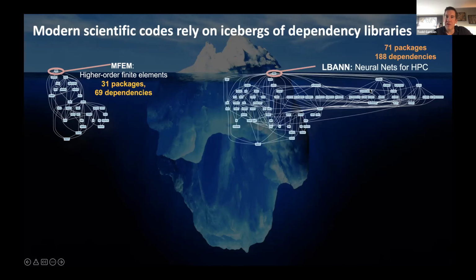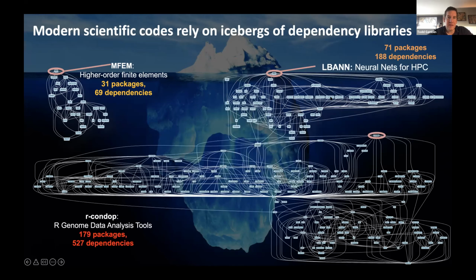LBANN is a bigger package for neural networks and machine learning for HPC. It has 71 different packages, and they have 188 different dependency relationships among each other. And then things get even bigger than that. If you look at the R ecosystem, here's R-Condop, which is some sort of gene data analysis tool, which is 179 packages total, and there's 527 dependency relationships in there.